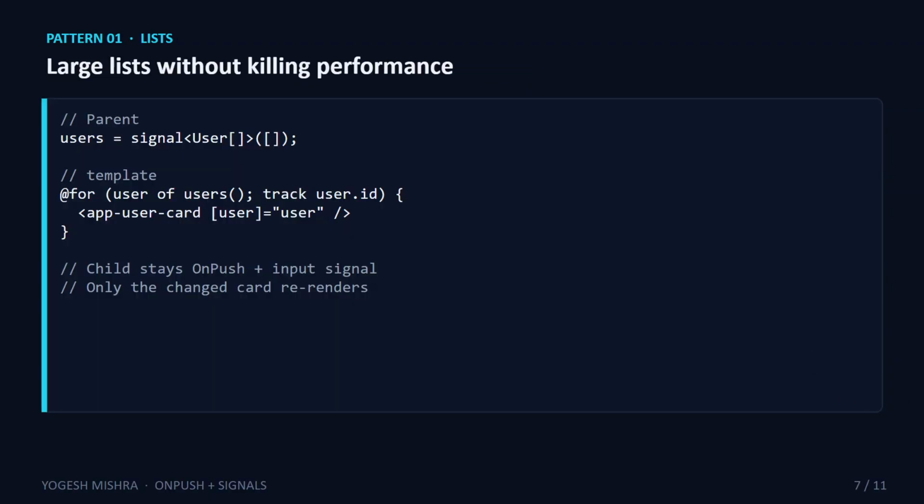One of the best places to apply this is large lists. In the parent, you keep the list as a signal. In the template, you loop with the new @for syntax and always use track with a unique ID. Each child component is OnPush and receives its data through a signal input. When only one item changes, Angular can update just that one card instead of rechecking the entire list.